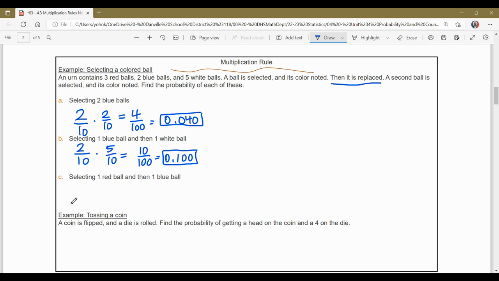Letter C, selecting 1 red ball and then 1 blue ball. There are 3 red balls out of the 10, and I put the ball back in. There are 2 blue balls to choose from out of 10. That gives me 6 out of 100, 0.060.